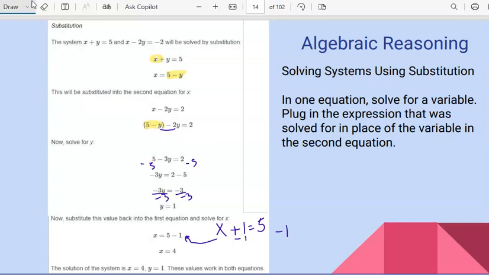The solution to the system is x equals 4 and y equals 1. These values work in both equations. If you were to plug them back into each equation, you'll get true statements. They'll be the same number on each side of the equation. Your ordered pair would be (4, 1). That is the intersection of those two lines.